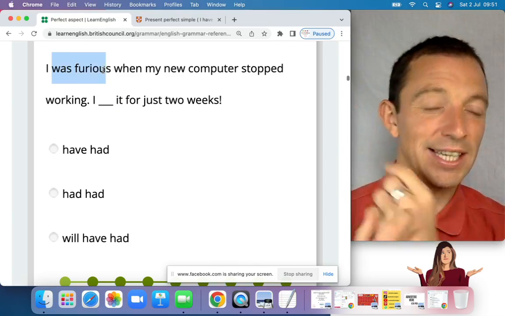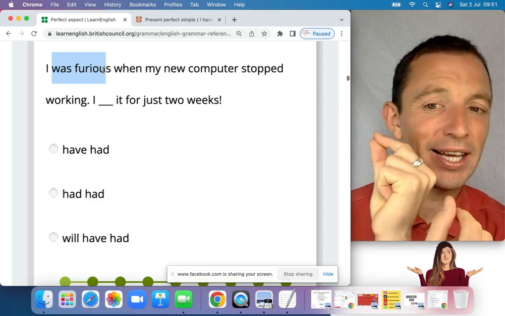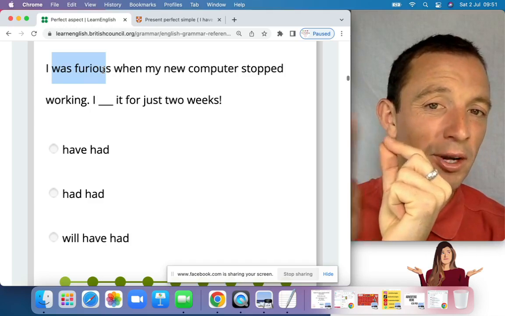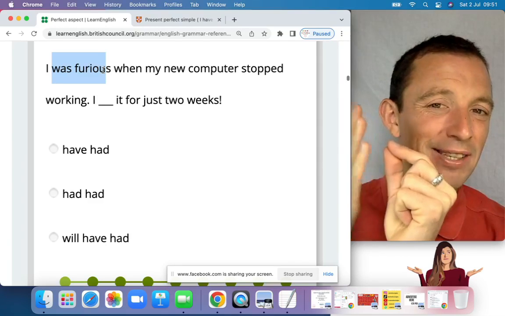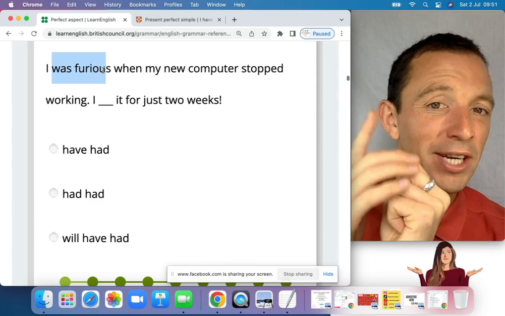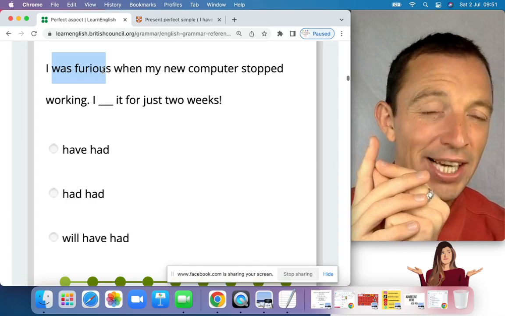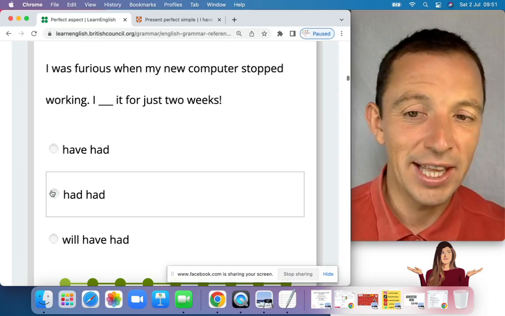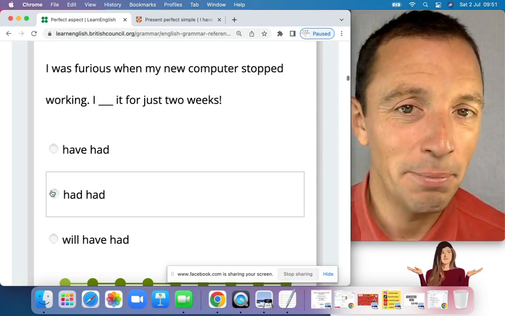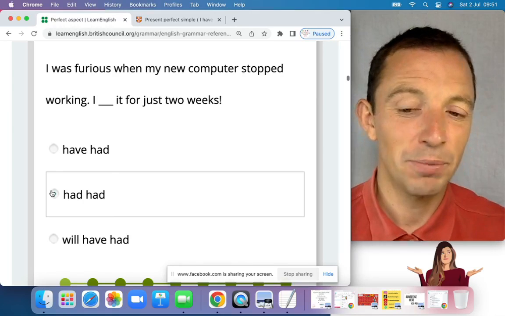I was furious in the past simple, from that particular perspective. I was angry, not in the present, it's the past. So we are describing the period before the past, up to that moment, and therefore it's the past perfect. To create the past perfect, we need the auxiliary to have in the had form plus the participle of the other verb, which is had as well. So the only option I think is I had had it for 2 weeks. That's my opinion. I might be wrong, but I think that could be the correct answer for that option.